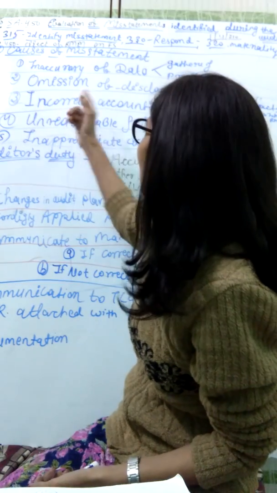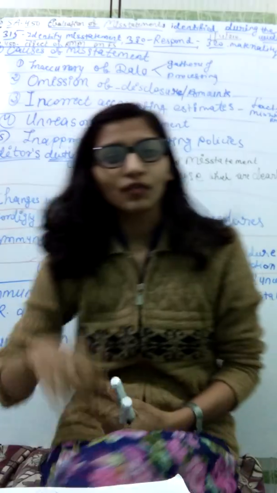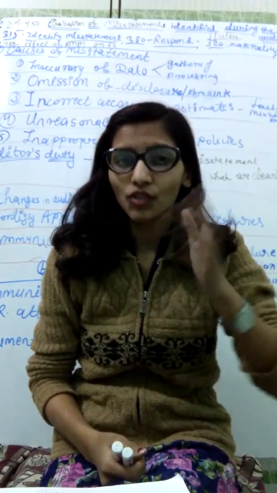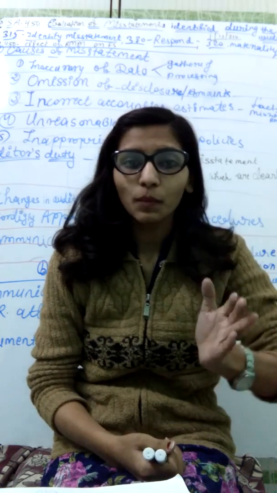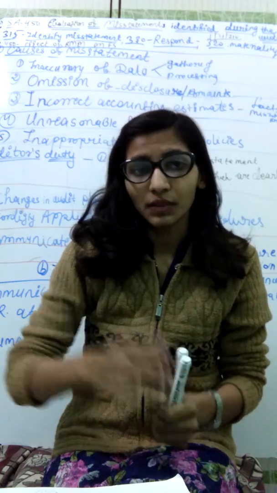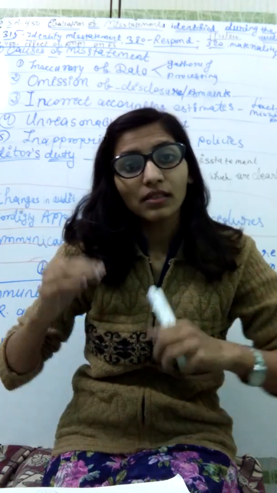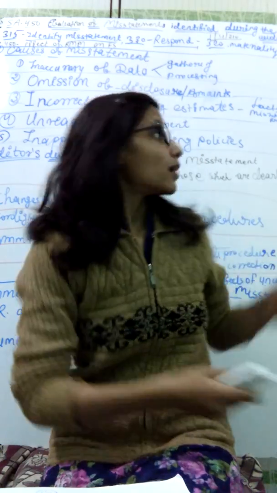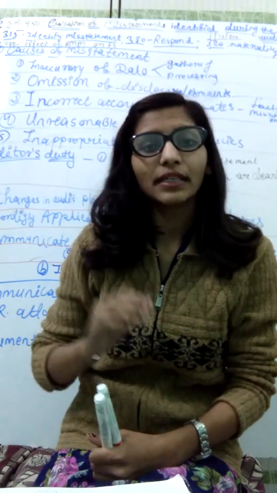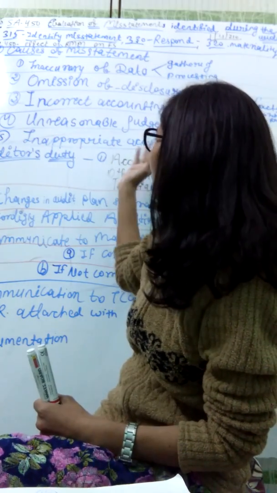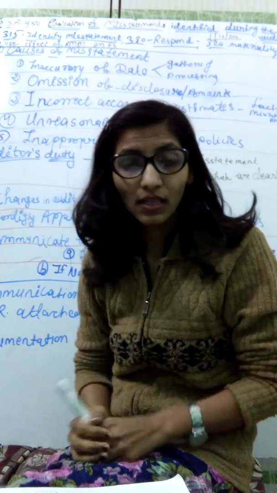Then incorrect accounting estimates. Accounting estimates and judgments depend on management; if management interprets the facts incorrectly, then it applies estimates or judgments which are unreasonable or incorrect. Okay, then we talk about inappropriate accounting policies.